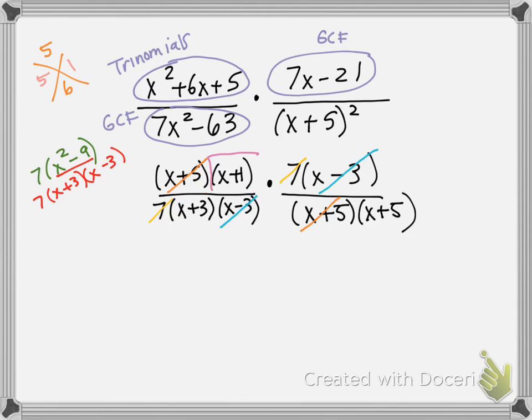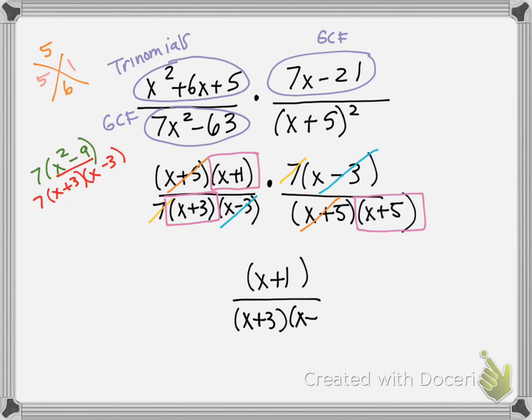So left over in the numerator, I have an x plus 1. In the denominator, I have an x plus 3 and an x plus 5. So now if I multiply straight across in my numerator, all I have left is an x plus 1. And in my denominator, I'm multiplying x plus 3 times x plus 5. This would be my simplified answer.